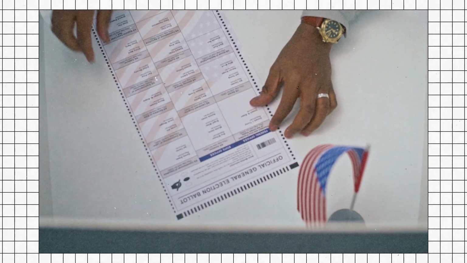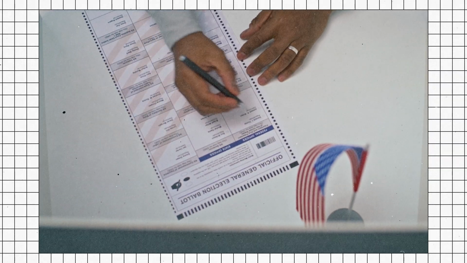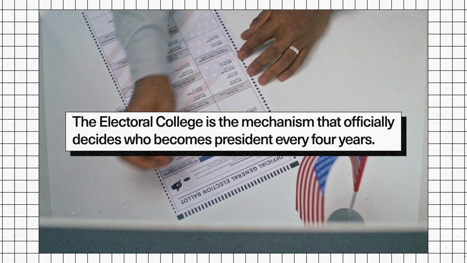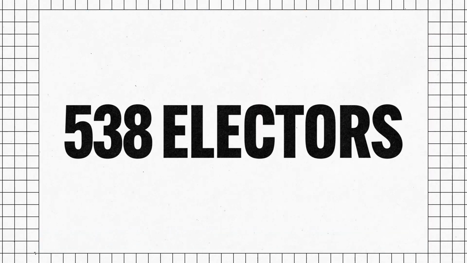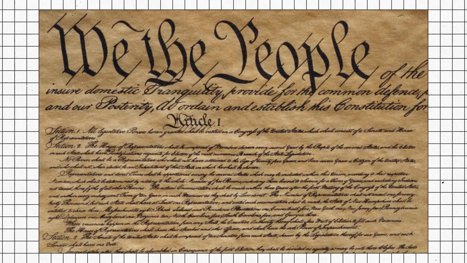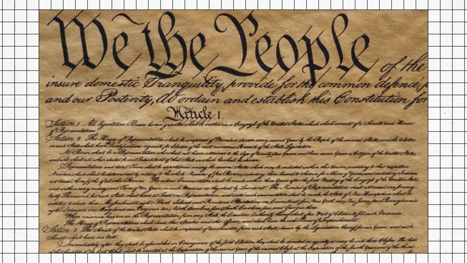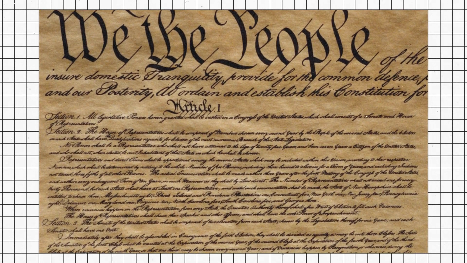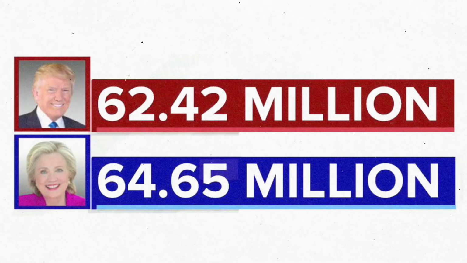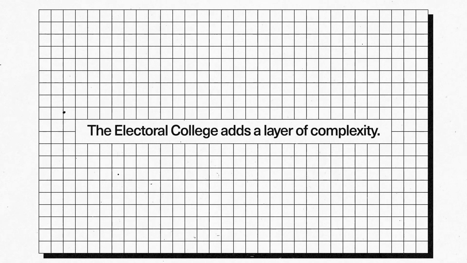One of the most important, yet often misunderstood parts of the US political system, the Electoral College is the mechanism that officially decides who becomes president every 4 years. It consists of 538 electors, which represent the 50 states and Washington, D.C. The Constitution requires a winning presidential candidate to secure a majority in the Electoral College in order to win, specifically 270 votes out of the 538 electors. Despite being shown on national polls and election night, the national vote tally has no direct bearing on who will become president. The Electoral College adds a layer of complexity.